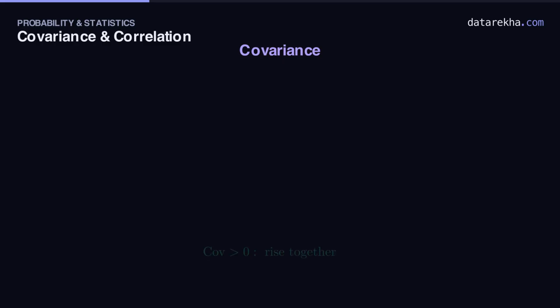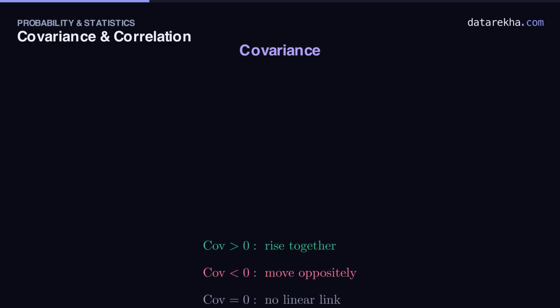The sign is the whole point. Positive means they rise together. Negative means one rises as the other falls. And zero means no linear movement at all.